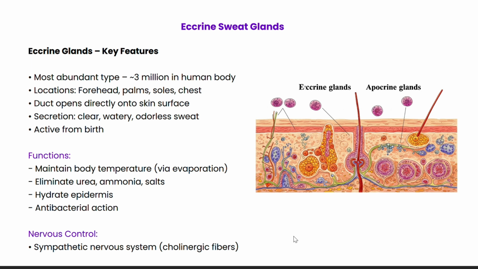Eccrine glands are found almost everywhere on your body but are especially concentrated on your forehead, palms, and soles. These glands open directly onto the skin and secrete a thin watery sweat that helps regulate body temperature. Ever felt your palms sweating under stress? That's eccrine in action. These glands are active from birth and are regulated by the sympathetic nervous system using a neurotransmitter called acetylcholine, which is interesting because most sympathetic responses are adrenergic.